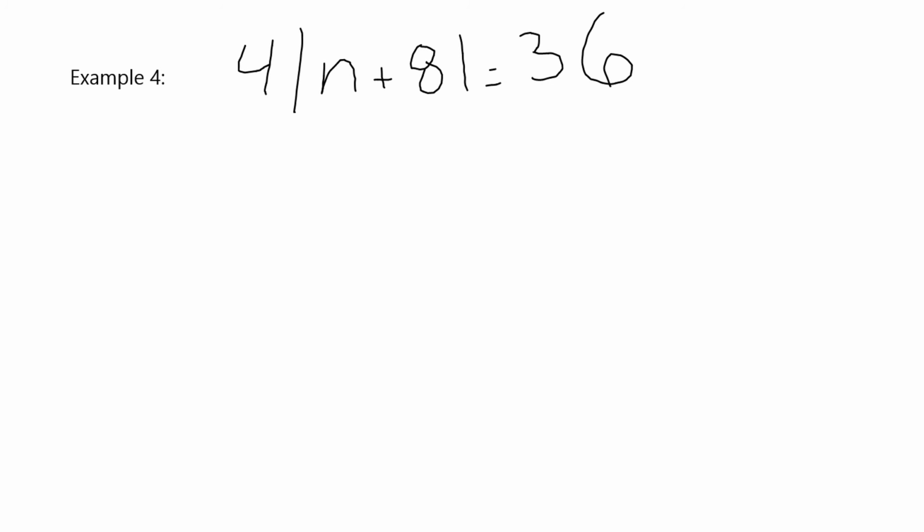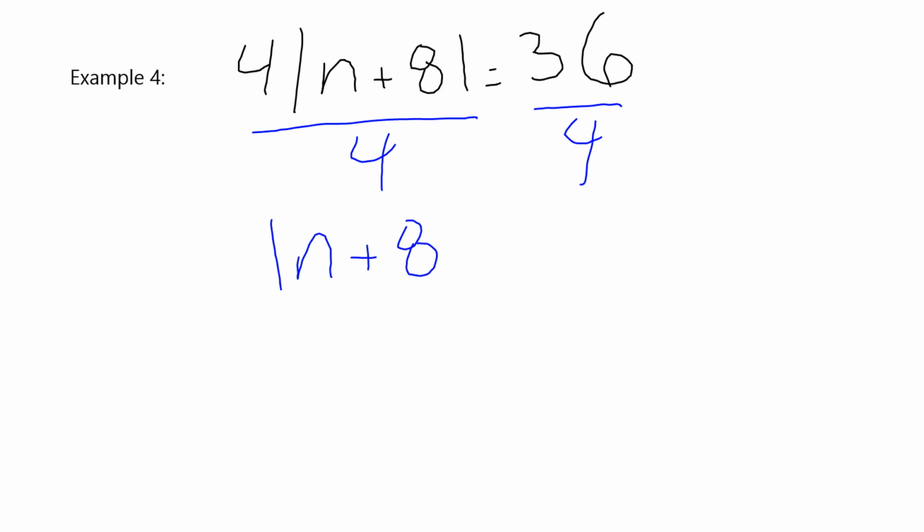This is example 4 of solving absolute value equations. So as stated in the previous video, you need to isolate the absolute value symbol first. To do that, we need to divide by 4 because we have 4 times the absolute value. When you do that, the 4's cancel, leaving you with the absolute value of n plus 8 equals 9.